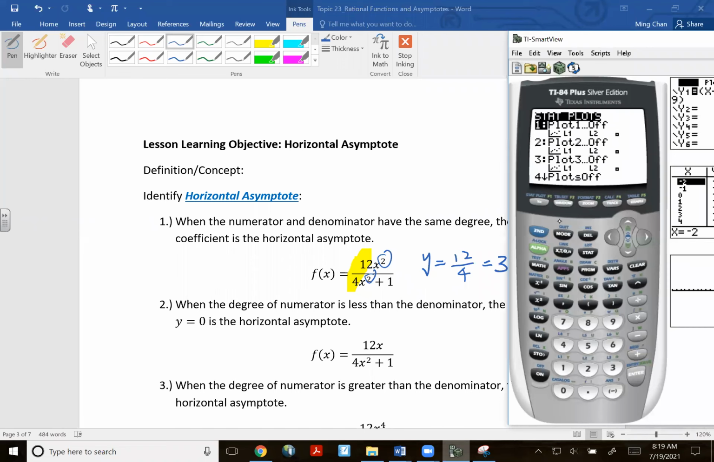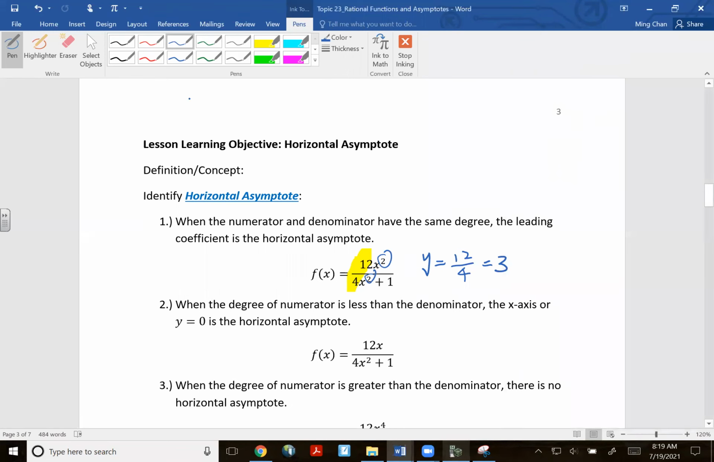So if I graph this function, I'm going to put 12x squared in parentheses. I know it's only one term, but I feel safer doing it. Divided by 4x squared plus 1. I'm going to go back to the standard window. All right, so technically there's a horizontal line right at y equal to 3, and my function does not go above it.